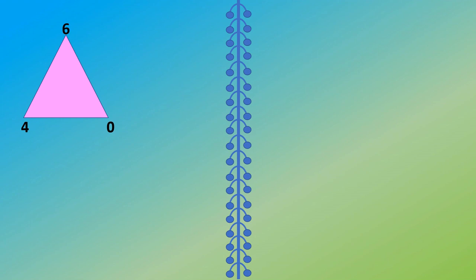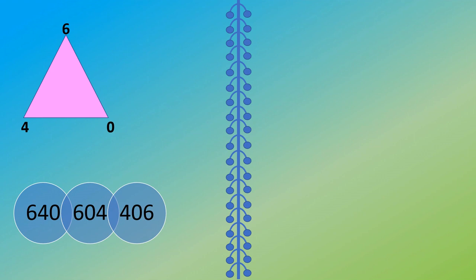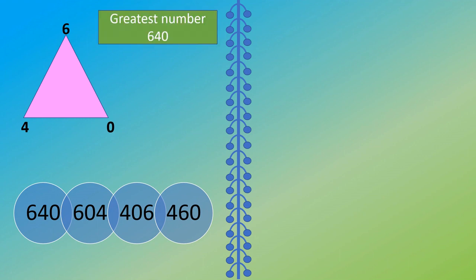Okay, so let's start. We shall make only 4 numbers out of these digits and then we will choose the greatest number and the smallest number. So with the given digits we can make 640, 604, the other number is 406 and 460. Now when we write these numbers here, it's easy for us to choose our biggest and the smallest number. So the greatest number here is 640 and the smallest number is 406.